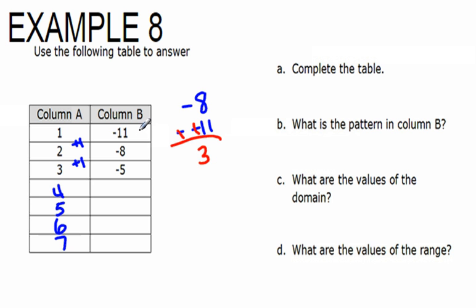So if I look at -11 going to -8, I'm actually getting bigger. I know the numbers look smaller, but they're negative. So I'm really getting bigger, which means I'm adding 3 each time. So if I am adding 3, -5 plus 3 is going to give me a -2. -2 plus 3 is going to give me +1, and then 4, and finally 7.